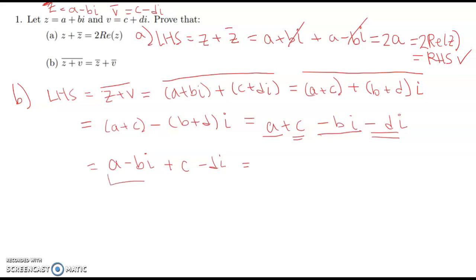I noticed that a minus bi is the conjugate of z, and also c minus di is the definition of the conjugate of v. So I can write the conjugate of z plus the conjugate of v, and this is identical to the right-hand side, and I am done with the proof.